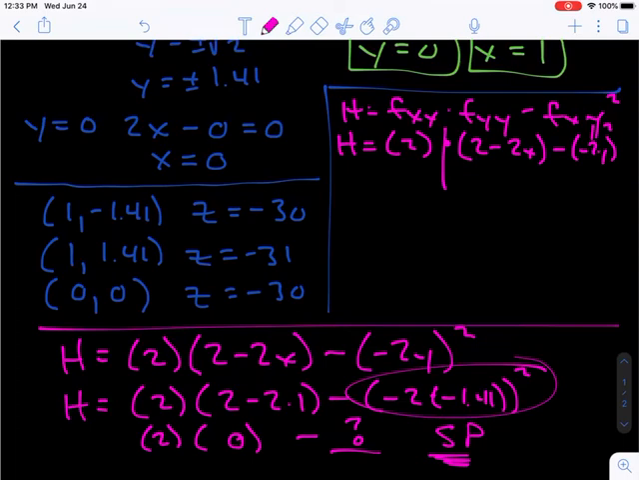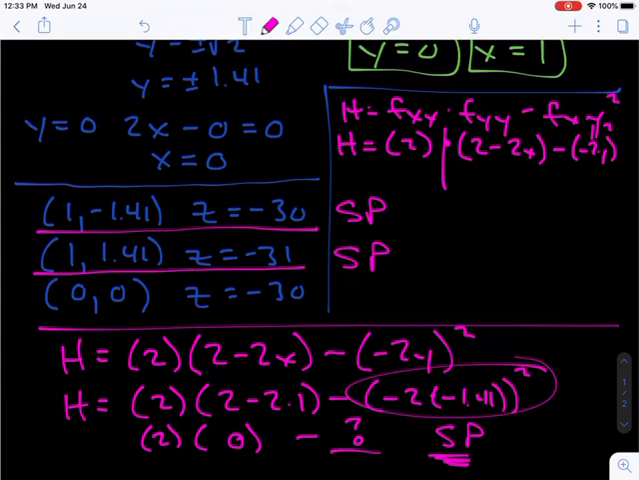The same thing is going to happen. So what we did was we just tested this point. If we test the other point, we're going to get the same thing. So this point is a saddle point because the Hessian is negative.